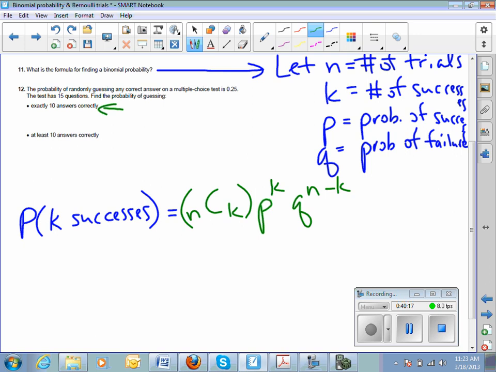But I am interested in looking at the second part of this question. So we've got some multiple choice test where the probability of randomly guessing a correct answer is 0.25. Hopefully you don't have to guess that much on every single question, but we'll go with what we've got here. There are 15 questions on the test, and we're assuming they're independent. Whether you get one correct doesn't have any bearing on whether you get the others correct.